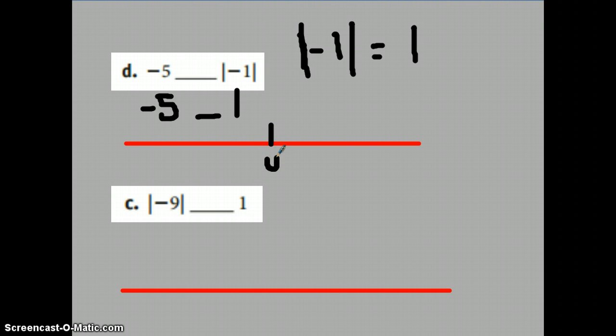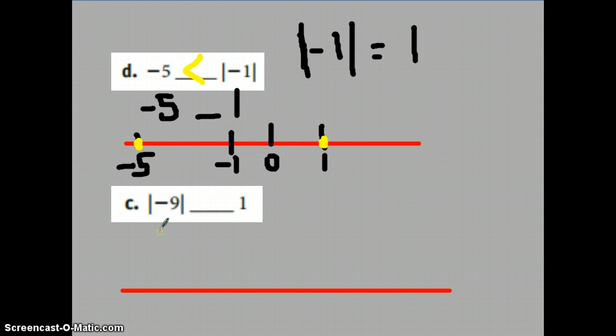So here's our number line. We've got 0 here, we've got 1 here, and we've got negative 1 here, and let's say negative 5 is down here. Okay, so negative 5 is going to be down here. The absolute value of negative 1 is actually going to be a positive 1. And the number furthest to the left is going to be smaller. So negative 5 is less than the absolute value of negative 1.